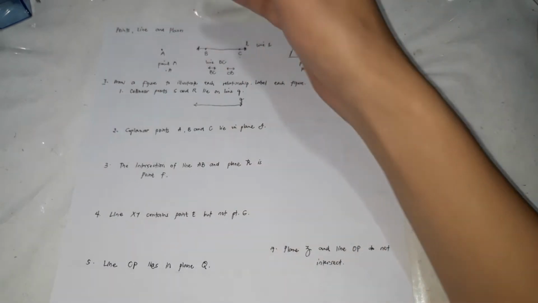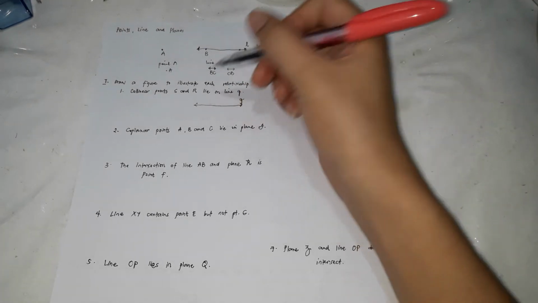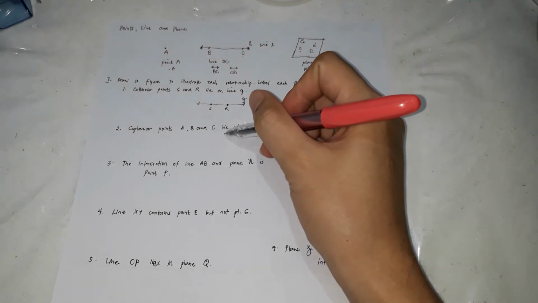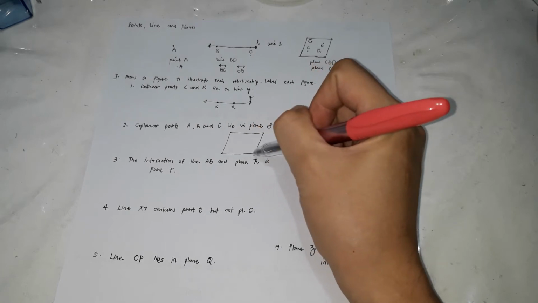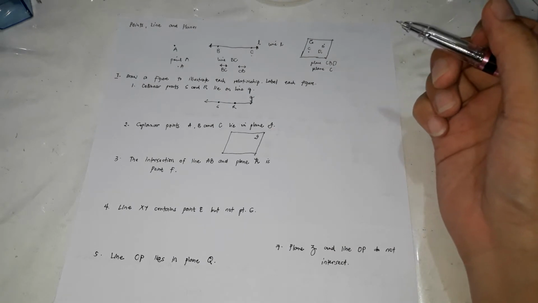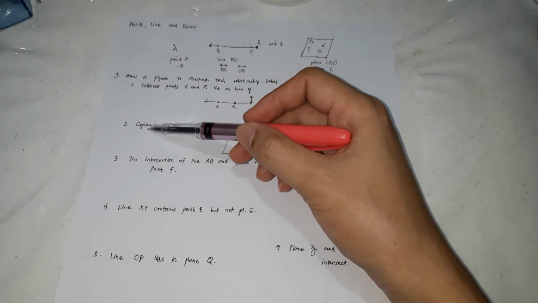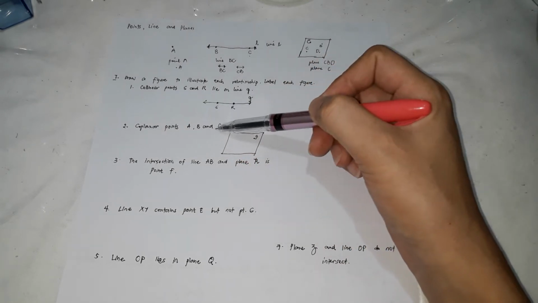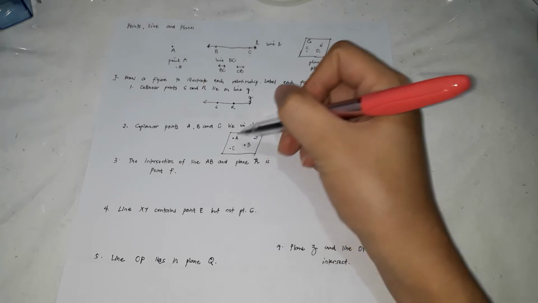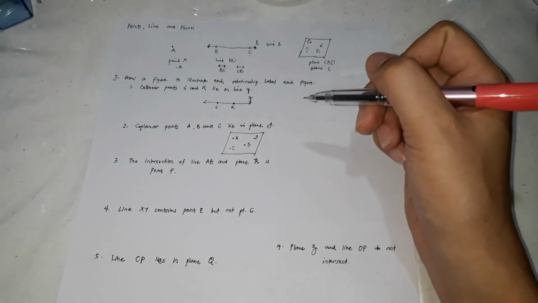Then you're going to have points S and R on the line because they are collinear. It means they are on the line. Number 2: coplanar points A, B, and C lie in plane F. So there is plane F. You write planes as a parallelogram, and then F. Coplanar means they are in just one plane. So A, B, and C are in plane F. You can write A, B, C anywhere as long as they are inside the plane.